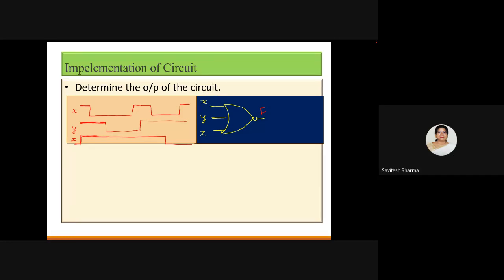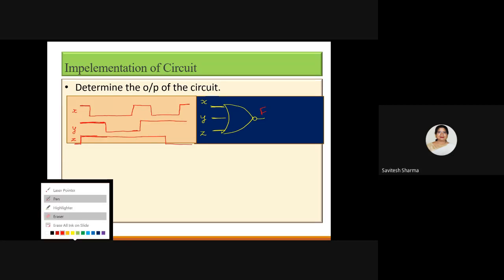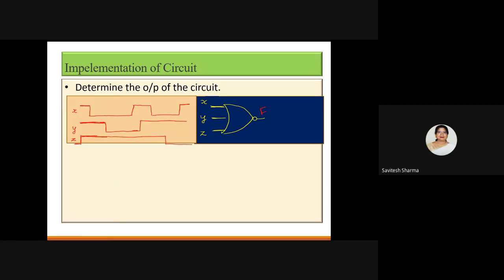So first step, what will you do? You will draw lines wherever your signal is changing. See here, at this point, the Z signal is changing from 0 to 1. So the first step is to identify the times at which your signal is changing. Here Z is transiting from 0 to 1, so you will mark this point.